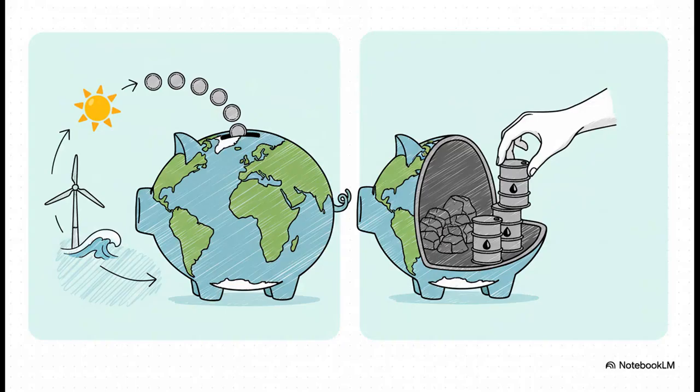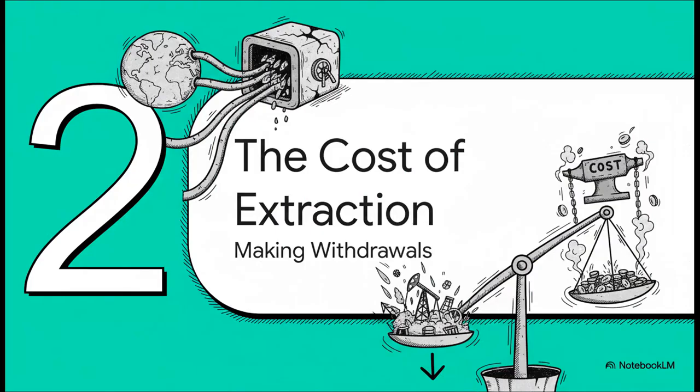And this is where that bank account idea really clicks. Think about it. On one side, you have your renewable resources. This is your interest. Things like solar, wind, water, they get replenished naturally and pretty quickly. We can use them over and over. But on the other side, that's the non-renewable stuff. That's our principal. Fossil fuels, minerals, these took millions of years to form. And once we use them up, they are gone for good.